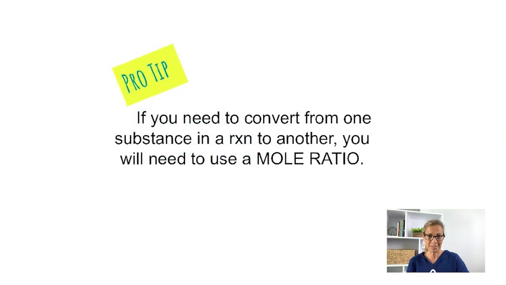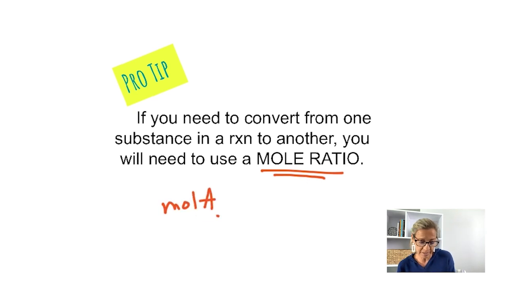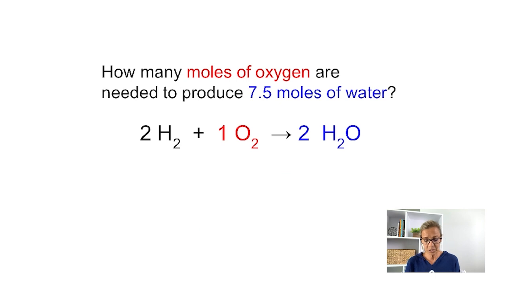Here is the pro tip. If you are dealing with a problem where you are given a quantity of one substance and you are asked for a quantity of another substance, you will need to use this brand new mole ratio that we just learned to write. So keep that in mind. You're going to need to use a mole ratio, which is moles of one thing to moles of another. I'll say moles of A to moles of B. So let's do an example.